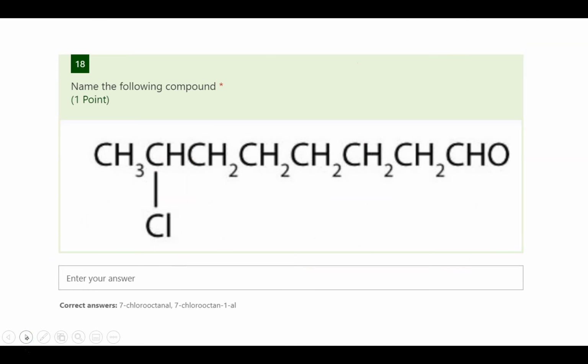Okay, so name the following compound. Here we have an -al, okay? We know that because we have a carbonyl group. Where this one caused confusion was whether it was a hydroxyl group. Now, there's a way to see that.